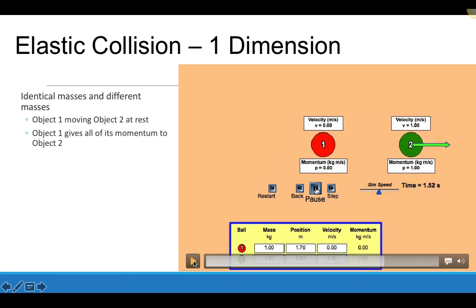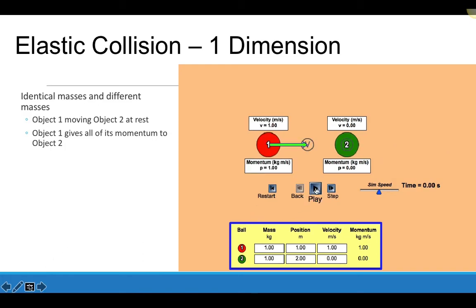I'm going to go ahead and pause it. So here, after the collision, the red ball came to rest, and its momentum is 0. Velocity is 0, and the second ball has a momentum of 1, velocity of 1. So in this particular case, ball 1 gives all of its momentum to object 2 because of the fact that this is an elastic collision and they have exactly identical masses. So there's lots of different possibilities, and you don't have to memorize these. These are just some examples to show us what's going on.